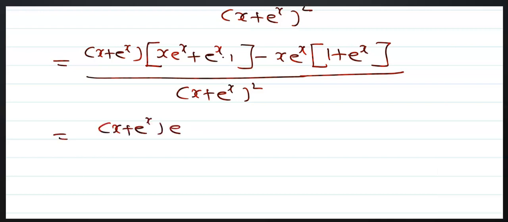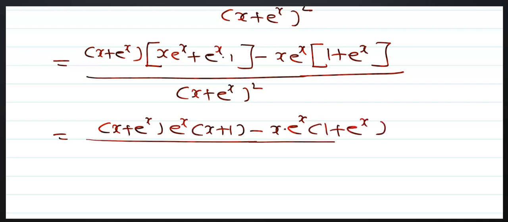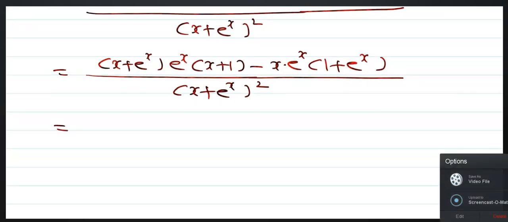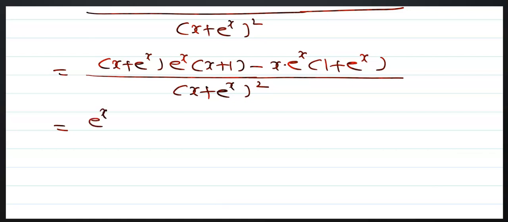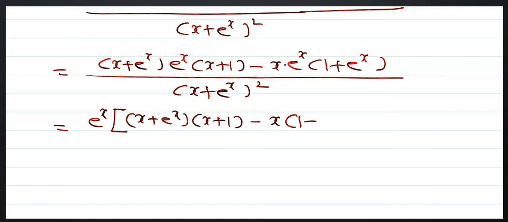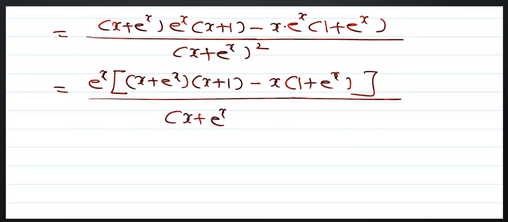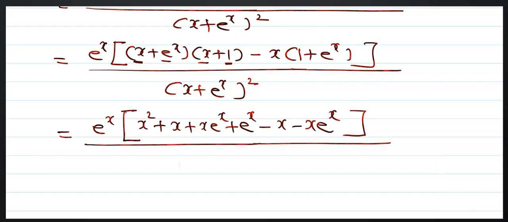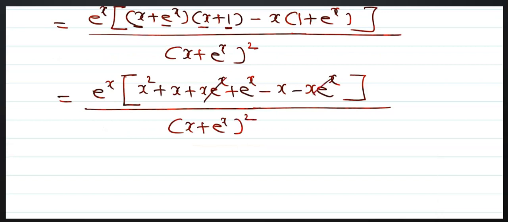Now the normal simplification is there. x plus e raised to x into e raised to x in bracket x plus 1, minus x into e raised to x into 1 plus e raised to x, upon x plus e raised to x bracket square. Therefore, now simplification, we can take e raised to x common from the numerator and then in bracket you will get x into e raised to x into x plus 1, minus x into 1 plus e raised to x bracket complete, upon x plus e raised to x bracket square. Now the normal simplification, e raised to x in bracket x square plus x into e raised to x plus e raised to x minus x into e raised to x bracket complete upon x plus e raised to x bracket square.